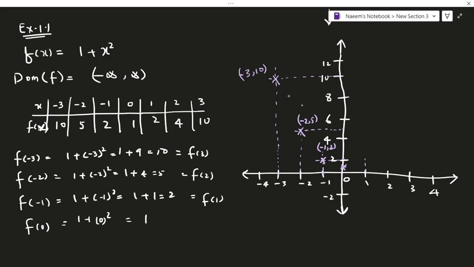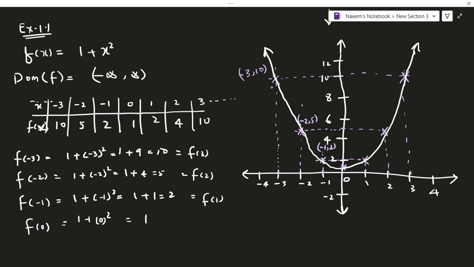At 1, it has value 2. At 2, it has value 5. At 3, it has value 10. Now combine these points freehand. The arrowhead shows that our domain is continuous and range will be continued.